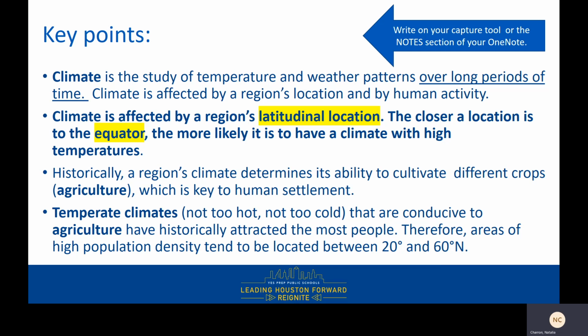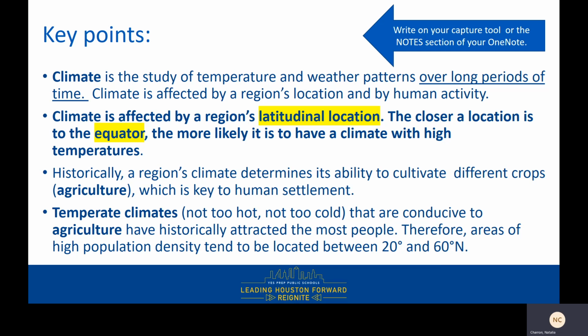Historically, a region's climate determines its ability to cultivate different crops, to have agriculture, to farm things, to plant stuff in the ground and have it grow and eat it. This is key to human settlement. Temperate climates, climates that are not too hot and not too cold, that are conducive to agriculture, that make it easy to farm things, have historically attracted the most people because it's easier to survive if you can farm your food and because the weather's nicer.